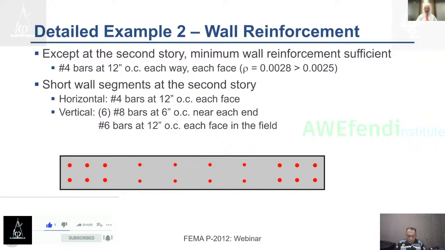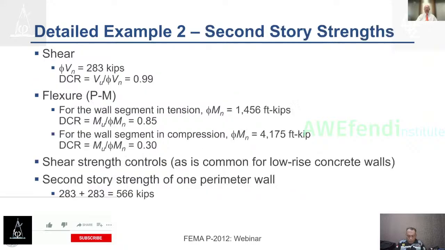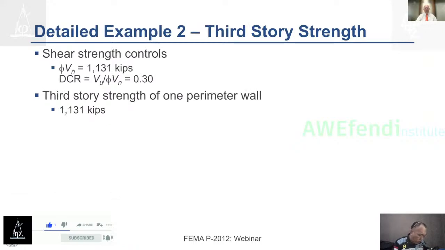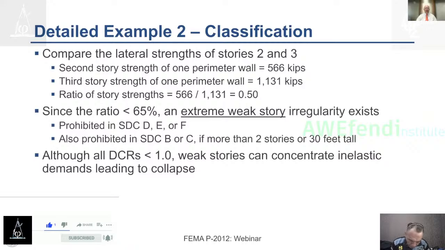What we find is that when we calculate story strengths, we calculate the story strength of the 2nd story, thinking about both of those piers and their controlling behaviors. Shear controls, not surprisingly, over flexure. In the 3rd story, we have shear, and what we find as a result is that the 2nd story has only half the strength of the story above. That means that not only is it a weak story, it's an extremely weak story.